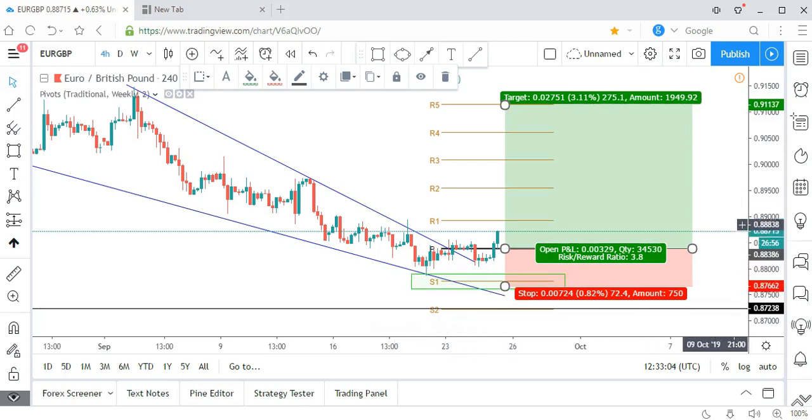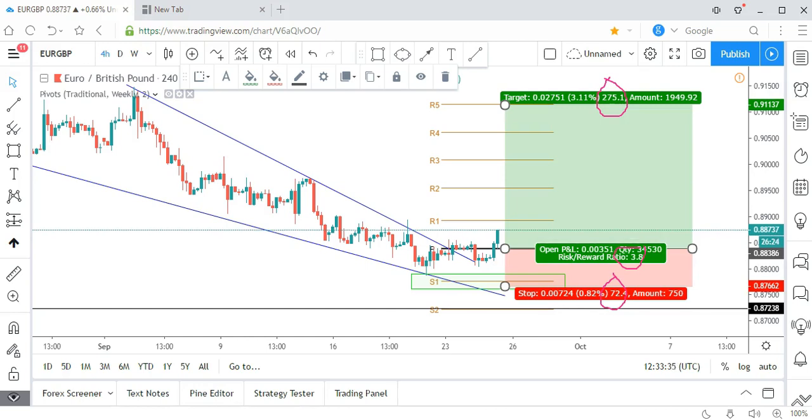So you see, this is a good risk to reward. We are risking 72 pips to earn 275 pips, and the risk to reward is 1:3.8. So you see how I'm using price action, what price has been doing over time, combined with chart patterns and with pivots, to analyze the market to have a good trade setup.